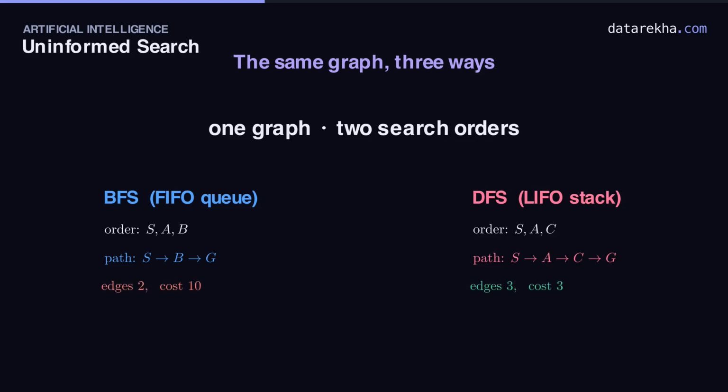And here's the twist that sets up everything to come. The fewest edges path costs 10. The longer path costs 3. So on this graph, fewest edges is not cheapest, which means neither strategy is minding the cost at all. That is the gap the next algorithm fills.